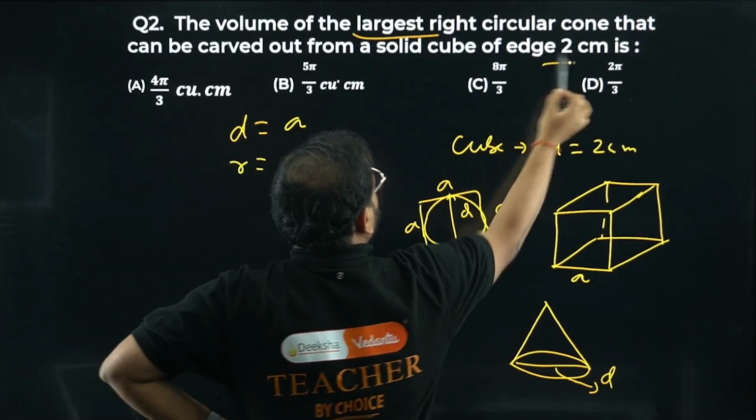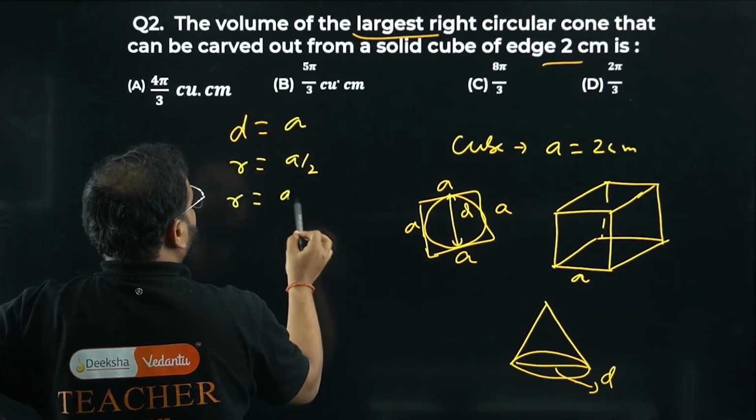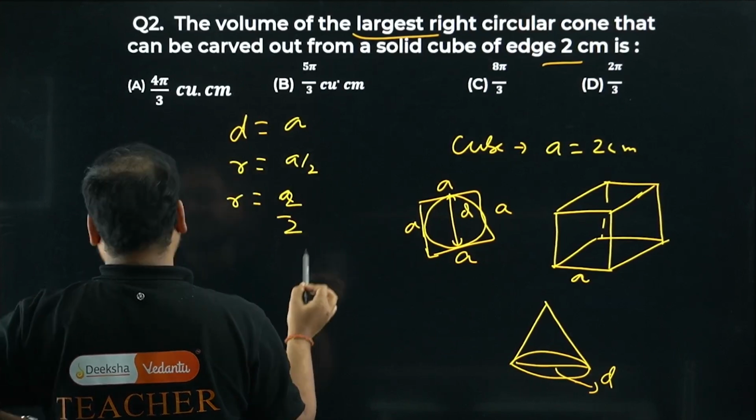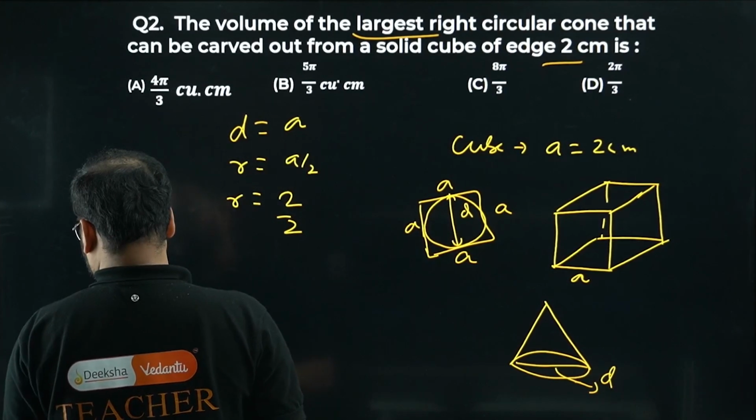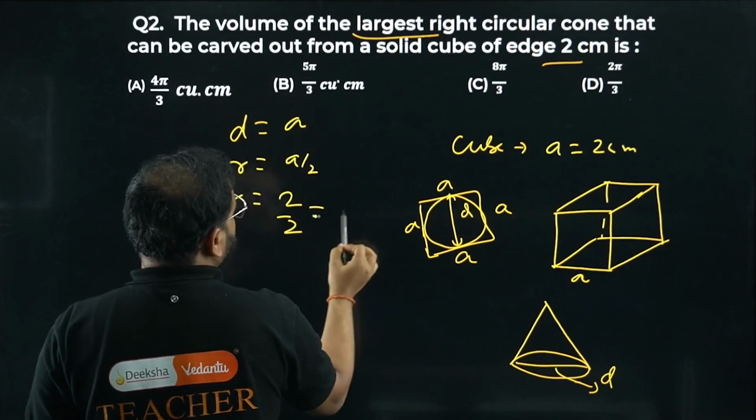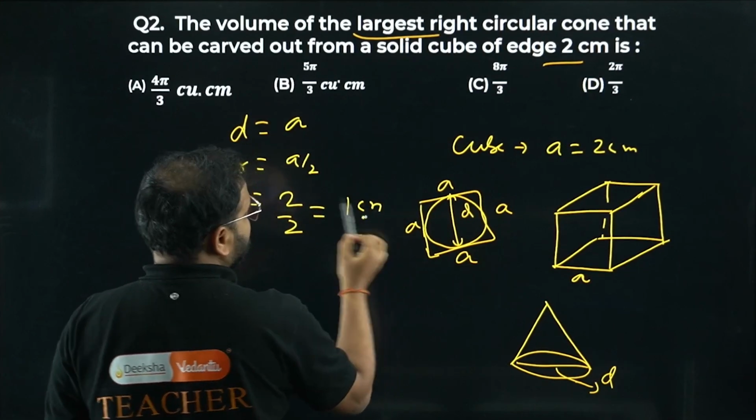What is A in this case? 2. So what I'm getting? R equals to 2 by 2. Please check. 2 by 2, how much is that? 1 centimeter. My R is defined now.